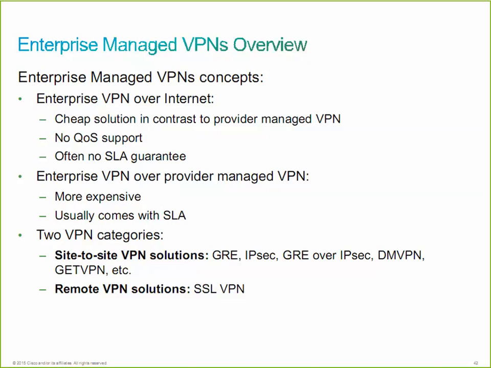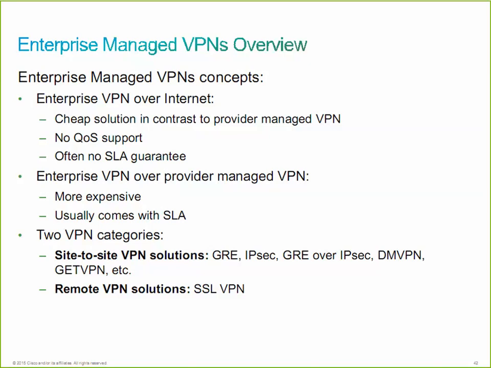The primary drawback of using the internet as your underlying technology, though, is that you don't get QoS support. There's no way to support quality of service over the internet using this enterprise managed VPN solution. All the traffic that's being routed over the internet is going to be routed with best effort. There's not going to be any service level agreement or guaranteed minimum service levels for that.